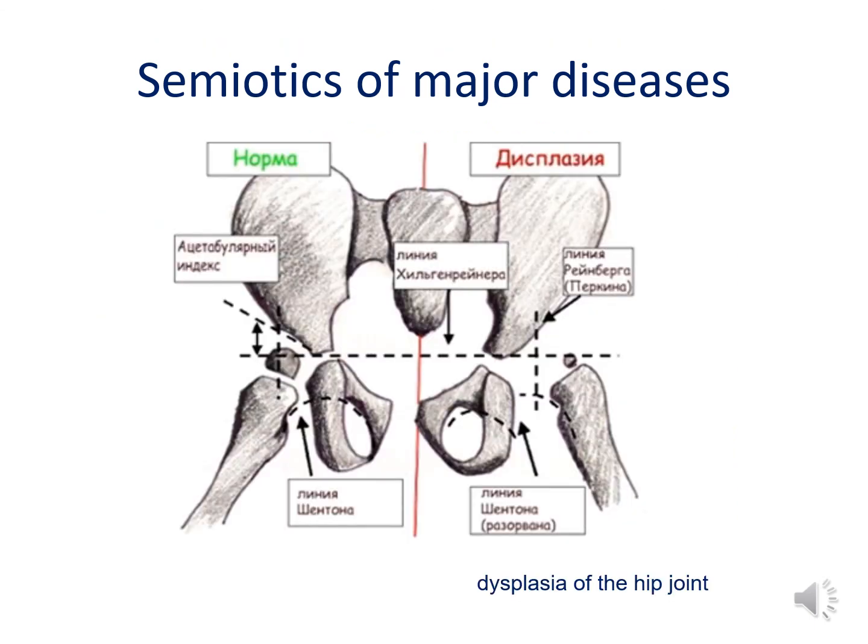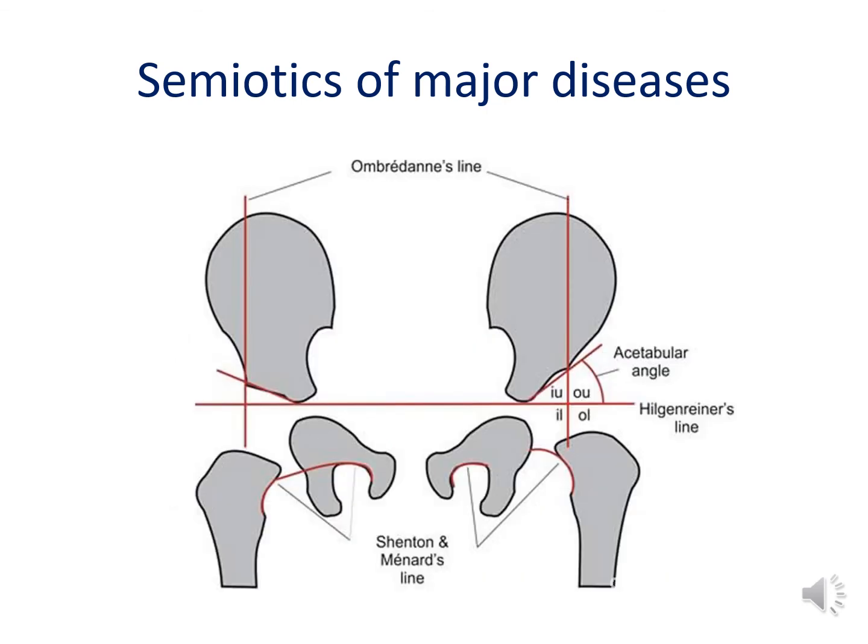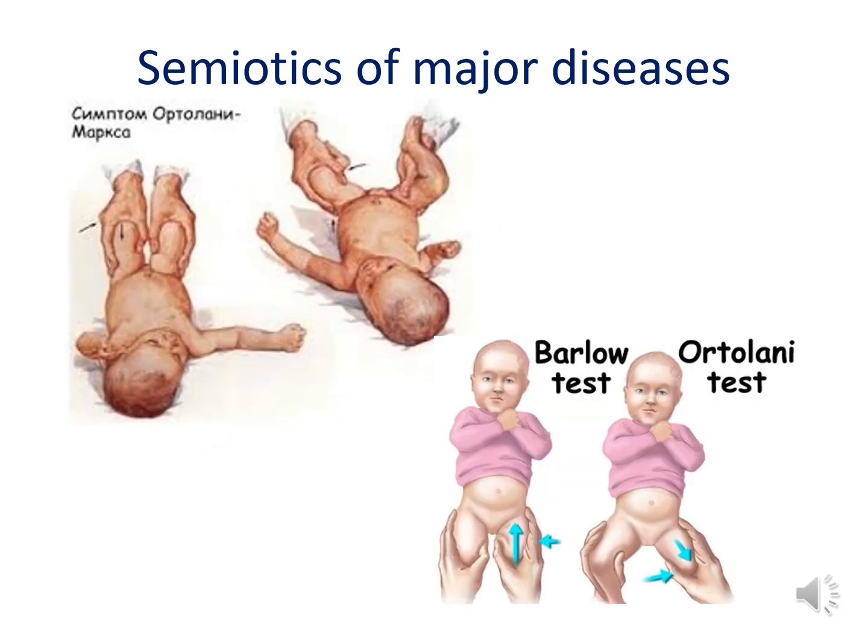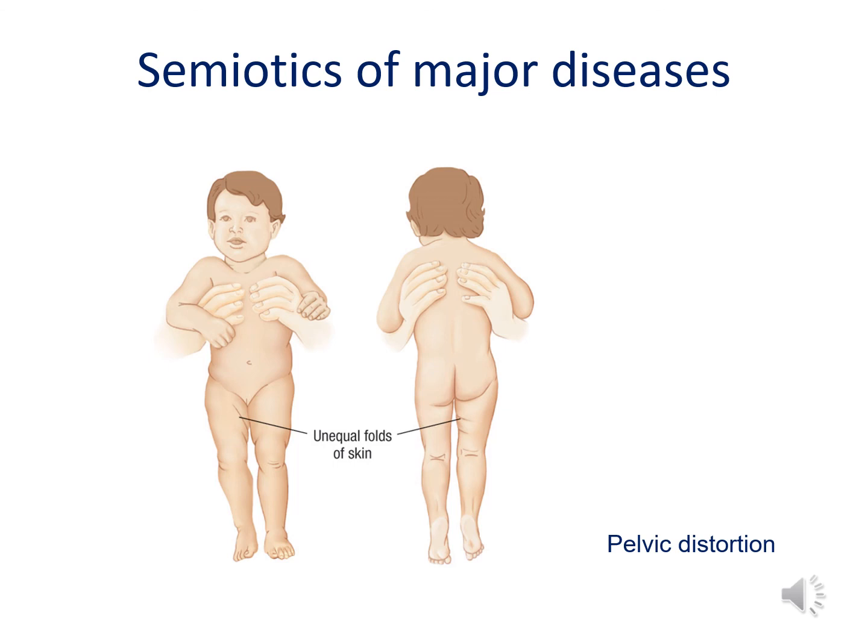Dysplasia of the hips is also a very common disease in childhood. In this case, the roof of the joint is sloped, and the femoral head is poorly fixed in the joint cavity. One more scheme of hip dysplasia. Pay attention that on the right part, Shenton's and Calve's line is broken. To diagnose hip dysplasia, the doctor must check Barlow and Ortolani symptoms. Pelvis distortion is a consequence of hip dysplasia.